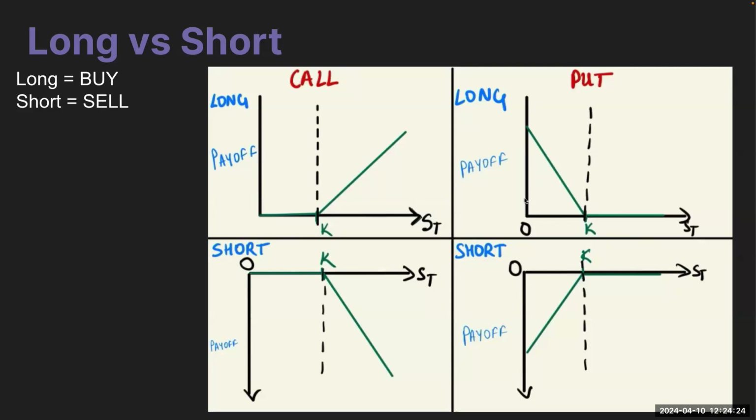On a put option, it works the opposite. If you go long on a put option, you keep having a profit or a positive payoff until you reach the strike price, and then once you reach the strike price, you have a 0 payoff. Similarly, if you go short on a put option, which is when you sell a put option, your payoff is negative until you reach the strike price, and then it is 0.